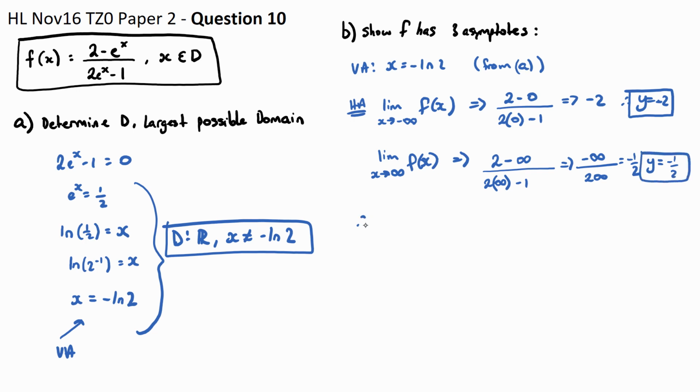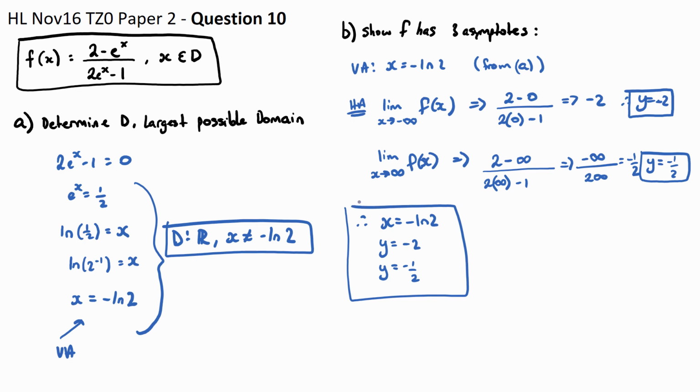So therefore, we have x equals negative ln2, y equals negative 2, and y equals negative a half. Okay, that's our 3 asymptotes.